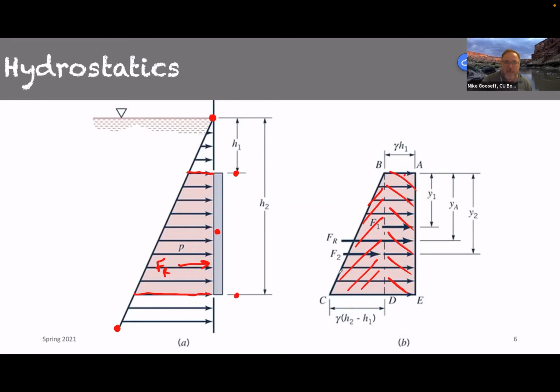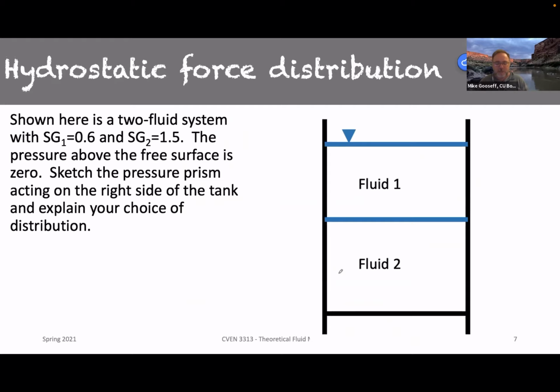Okay, with that, then I want to depart and go through some of these problems to talk about them a little bit. All right, so this isn't a great picture on the right-hand side, but essentially you can see that we have some sort of tank and we have two different fluids that are stacked on top of each other. Of course, the upper one has a lower specific gravity than the lower one, and so they have separated in this way. So the question is simply that the pressure above the free surface is zero. Sketch the pressure prism acting along the right side of the tank and explain your choice of distribution.